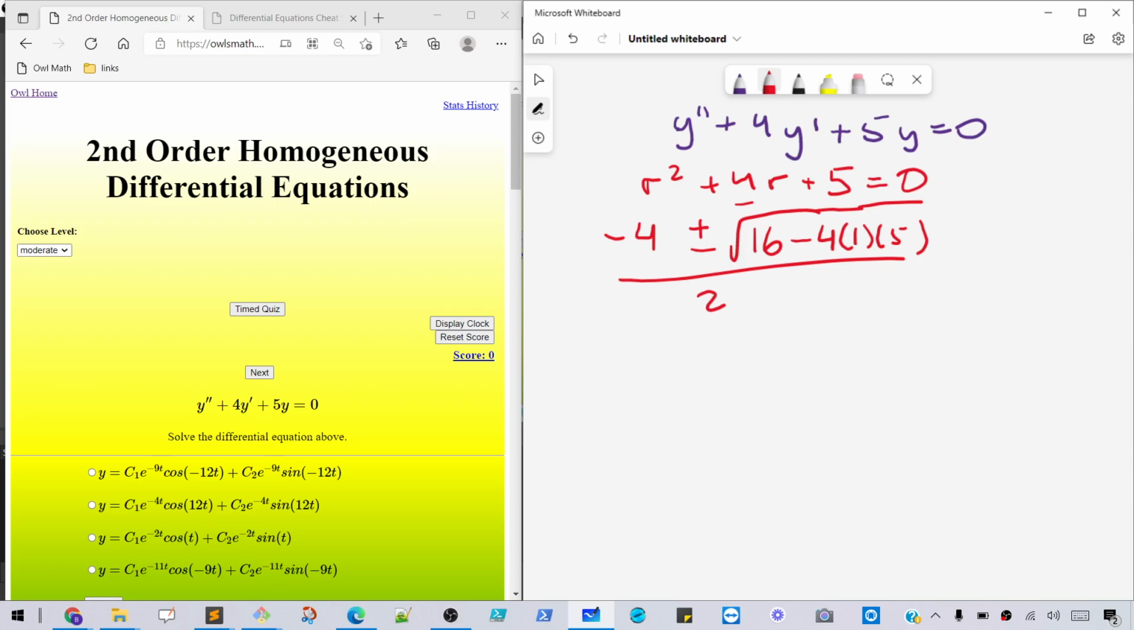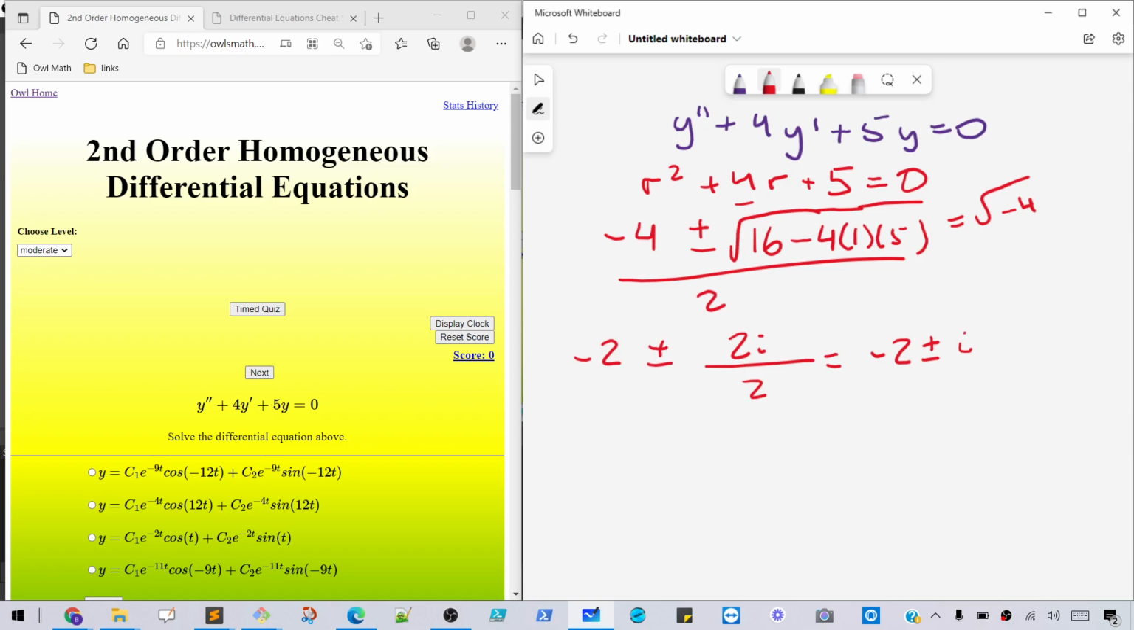Okay, good. And then let's reduce that a little bit. So we're going to have minus 2 plus or minus, let's see, this is going to be 16 minus 20. So this whole thing is the square root of minus 4. But that's just going to be 2i. And then let's simplify a little more. So we get minus 2 plus or minus i. So those are going to be our two roots.